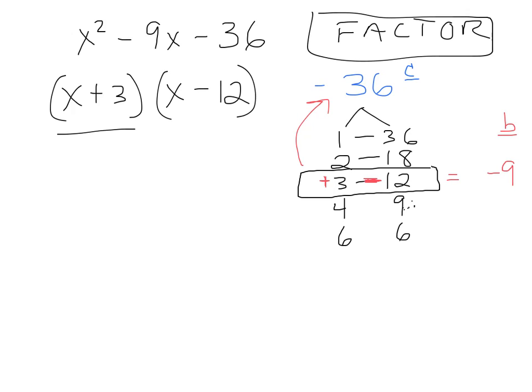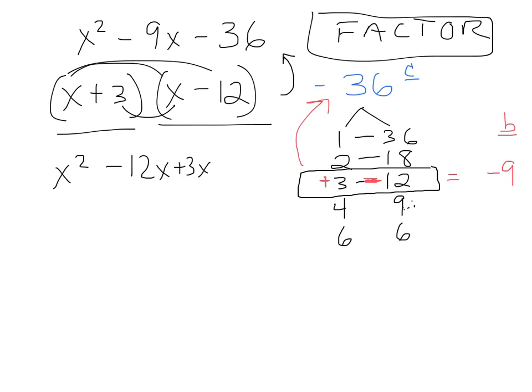If you multiply these back together, you should get this result. In fact, let's check. X times x is x squared. X times negative 12 is negative 12x. 3 times x is 3x. And 3 times negative 12 is negative 36. Negative 9x is in the middle, negative 36 on the outside, and x squared in first position. Looks like it checks out.